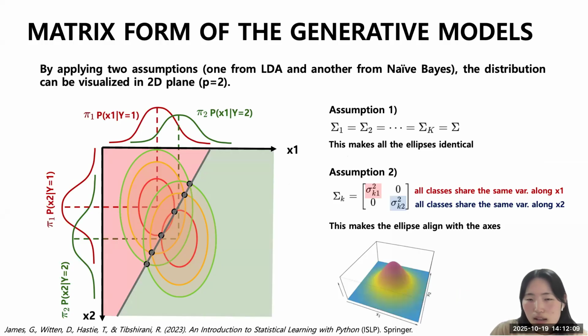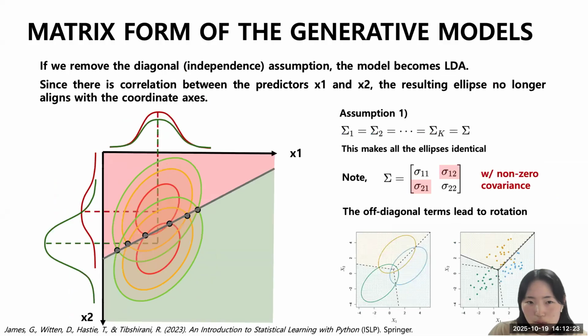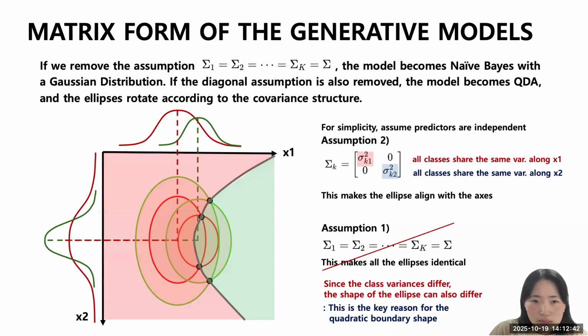When we combine the assumptions from LDA and naive Bayes, the distribution can be visualized in a 2D space like this. Since all the classes share the same covariance, the ellipses have identical shapes. Naive Bayes adds conditional independence, which makes the ellipses align with the coordinate axis. If we remove the independence assumption, the model becomes LDA. Now the covariance matrix includes off-diagonal terms, meaning there is correlation between x1 and x2. As a result, the ellipses no longer align with the axis.